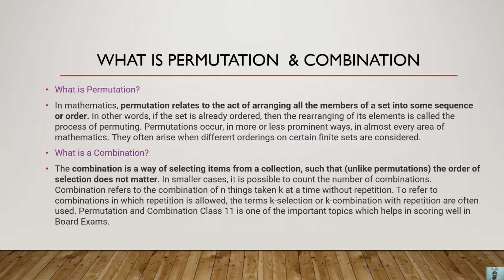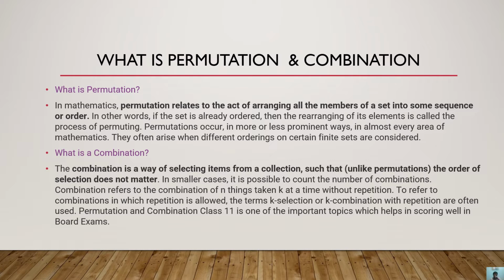So as it is seen on our slide, permutation is referred to the act of arranging all elements or members of a set into some sequence or order. In other words, if the set is already in order, then the rearranging of the elements is called the process of permuting. And permutation occurs in more or less prominent ways in almost every area of mathematics. They often arise when different ordering on certain finite sets are considered. So take note that it is finite, meaning it is countable.